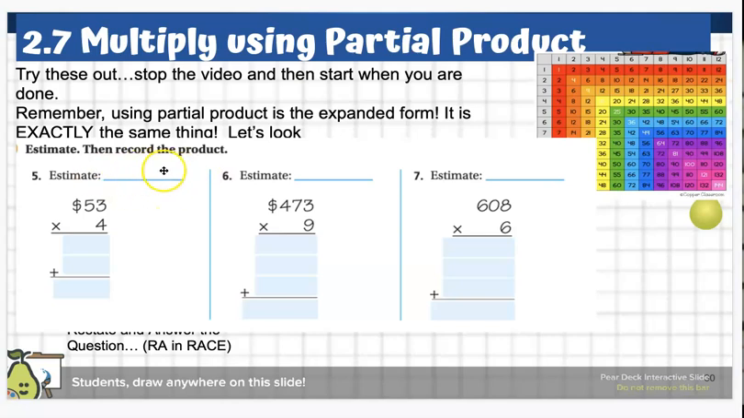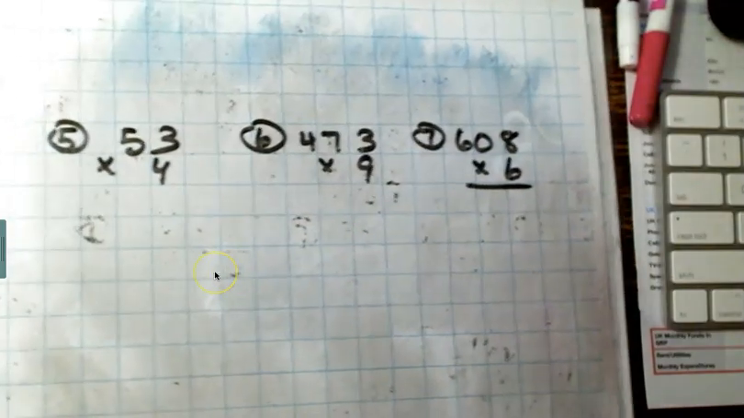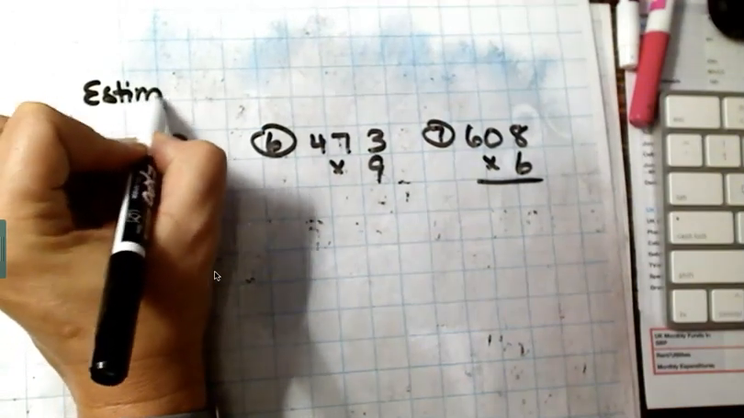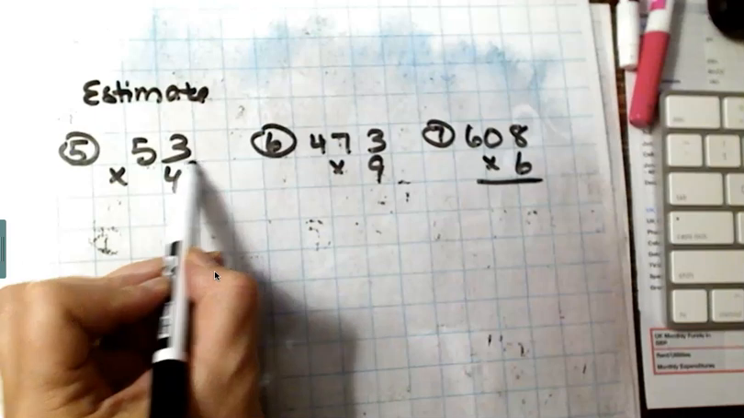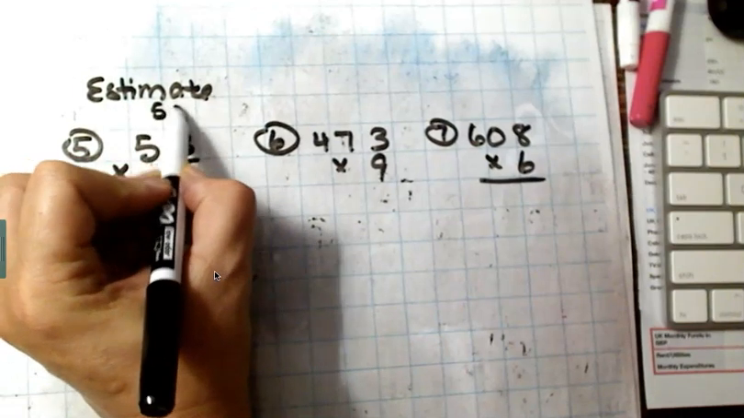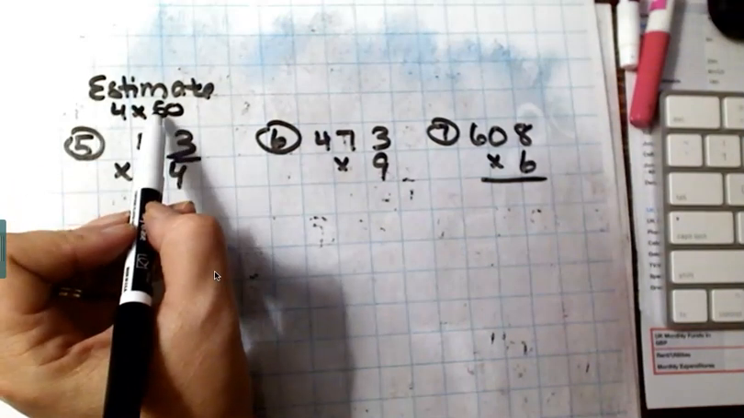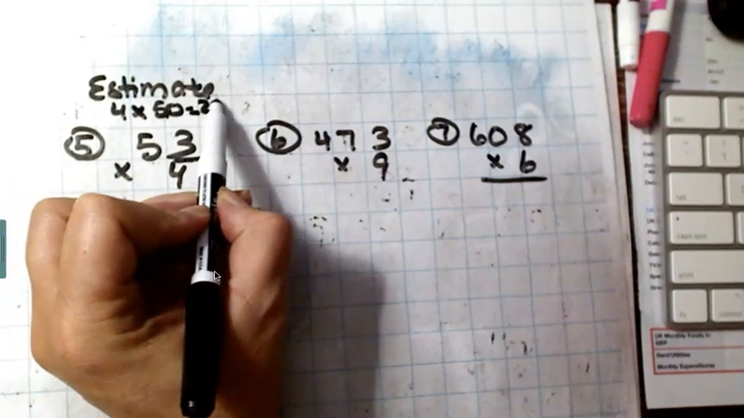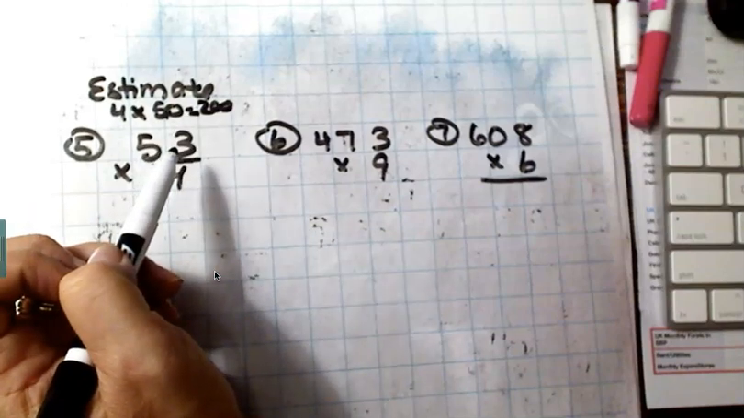Now, the first thing it asked you to do was estimate, so I'll do that with you as well, just to check to see if our answer is about right, and don't be afraid to use your multiplication tables for a while. All right, so if I'm estimating this, well, this 3 is pretty low, so I'm going to say 53 is very close to 50. Well, what is 4 groups of 50? 50, 100, 150, 200. So my answer needs to be really close to 200.